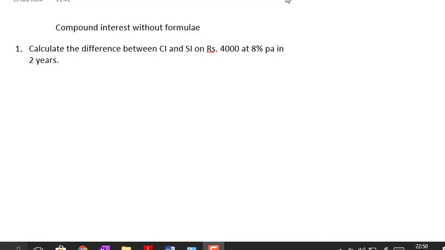Namaste everyone. Here we are going to solve the problems of your first test of compound interest, where you have to solve the problem without using the formulas.